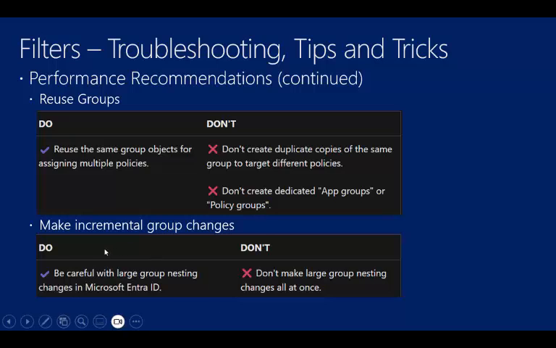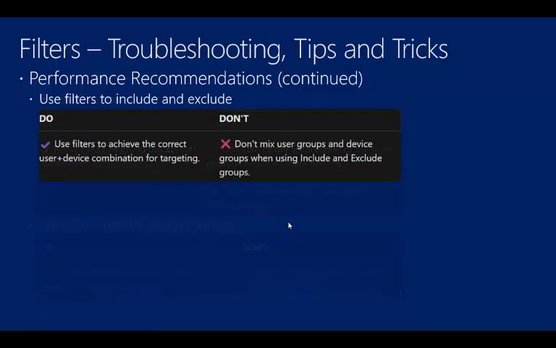And then for groups, make incremental changes. So if you have large groups that you are trying to manipulate, maybe nesting scenarios, whatever, then try to make changes to those groups incrementally so we can process through them, and it's just a lot friendlier on the back end and so forth. Use filters to include and exclude from your larger group, right?